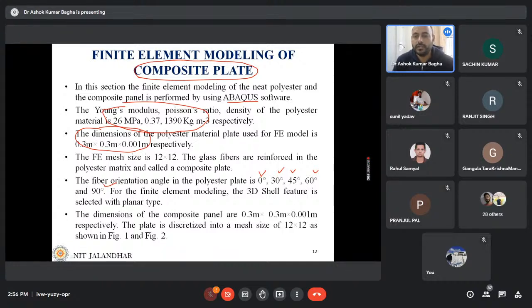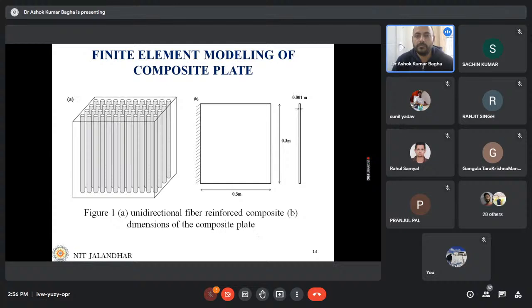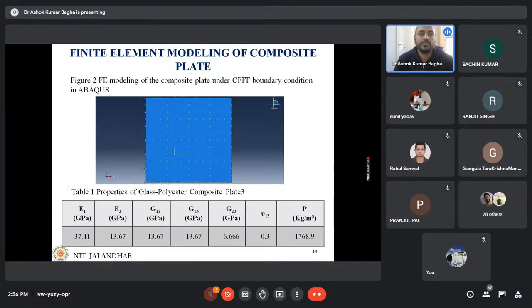So these are the different orientations of the fibers that can be reinforced in the matrix, right? So number of elements. In this study, 3D shell feature is selected with planar type. So my PhD student used this, right? So you can divide that plate into a finite number of parts. You can divide it 12 by 12, 15 by 15, any finite number of parts, right? So this is the modeling in Abaqus. You can use Abaqus, and I already told you when you are using Abaqus or any software, there is a need to put some inputs in terms of mechanical properties.